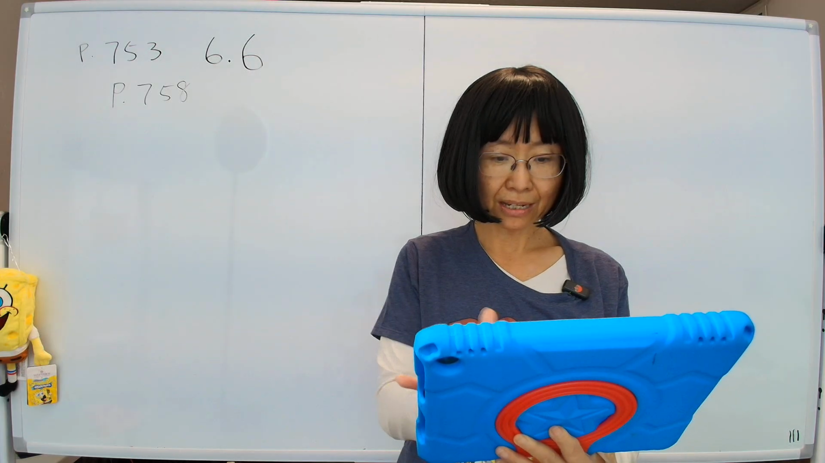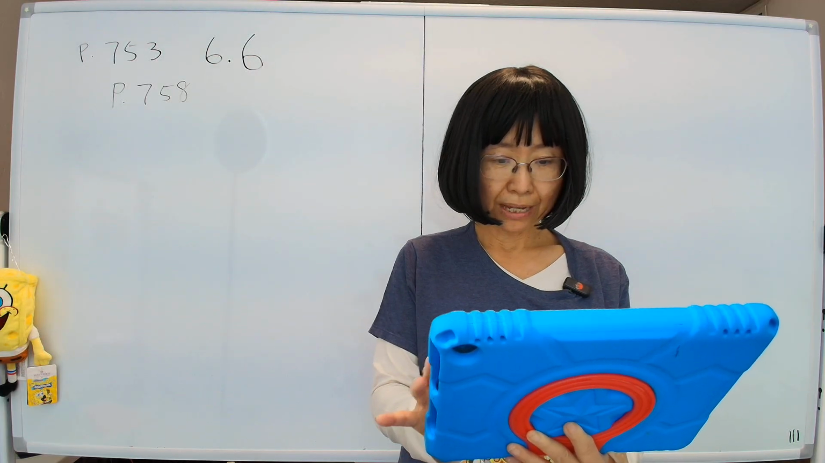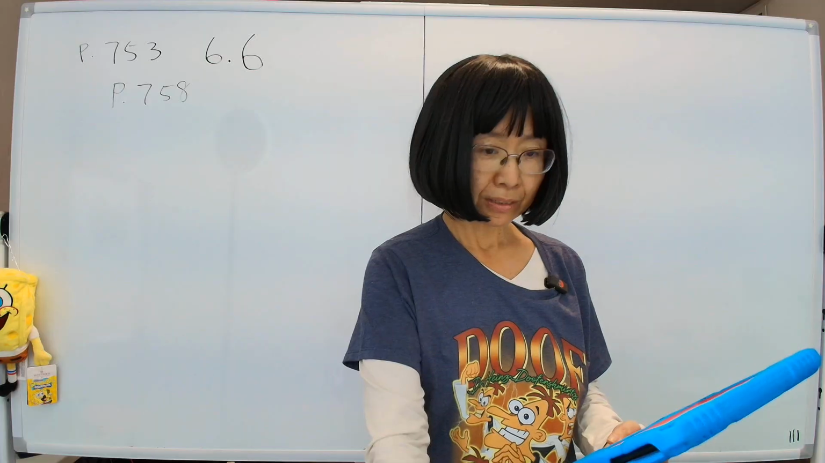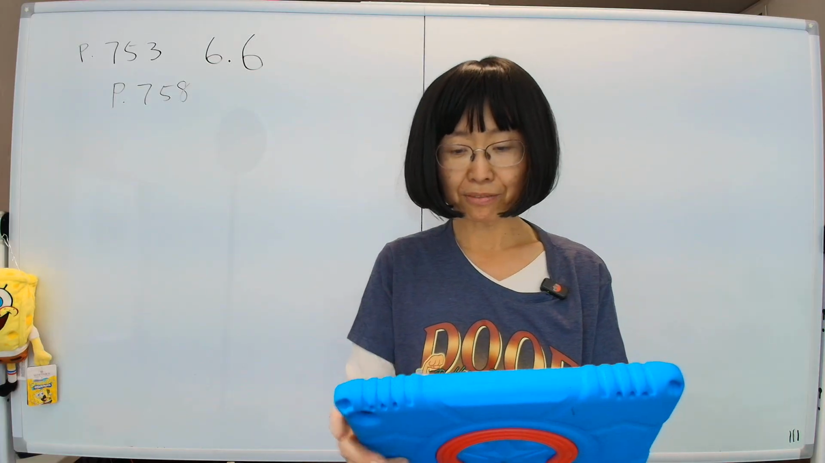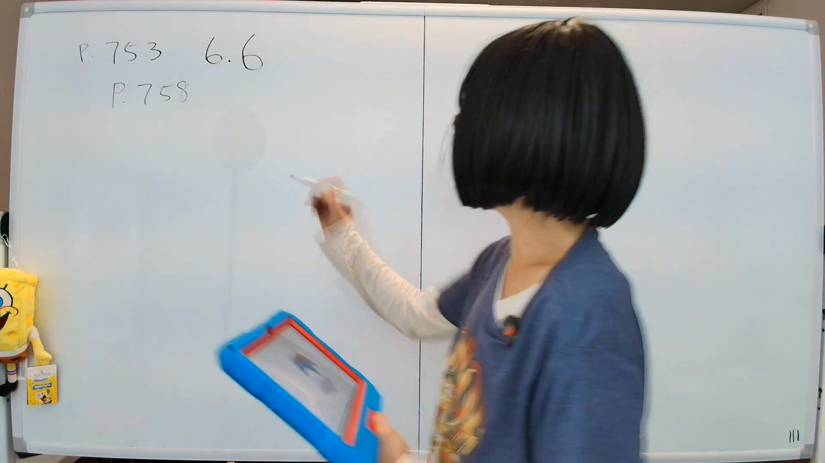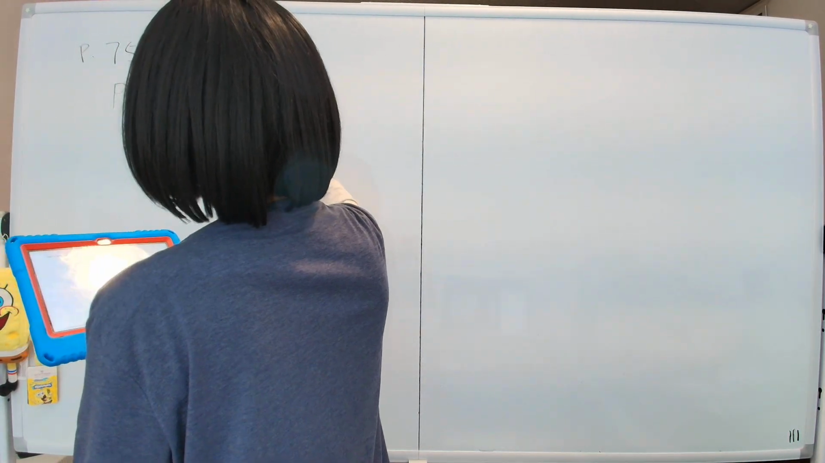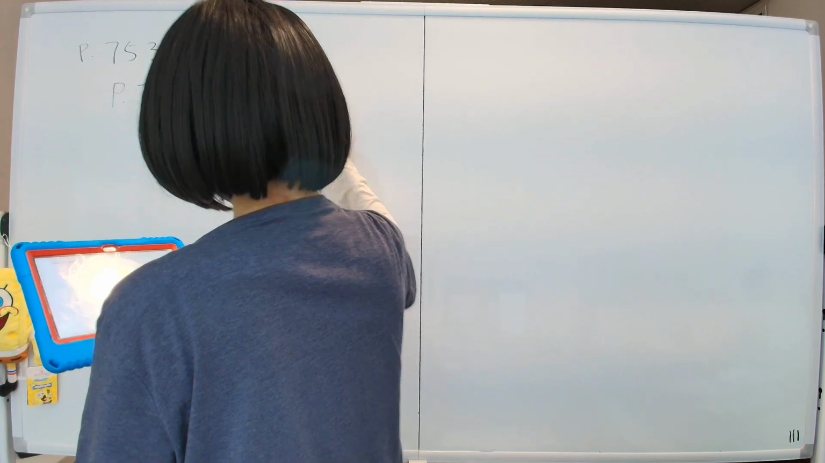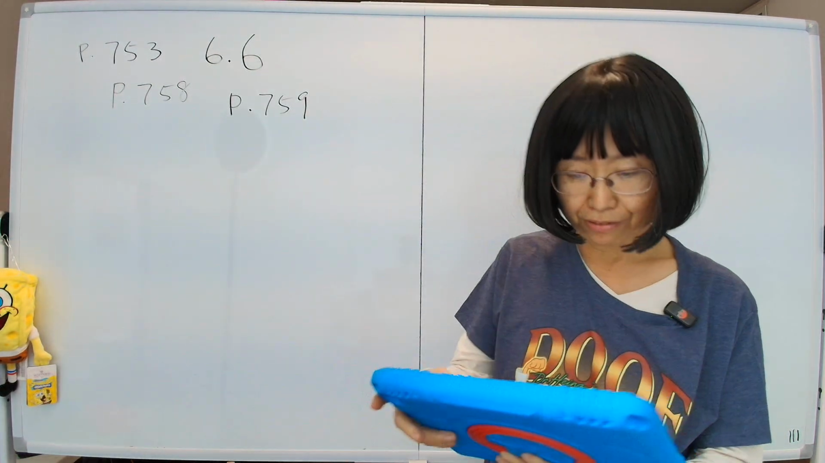So having said that, let's move on to the next page, where we have to look at some pitfalls. Let's look at page 759, where we consider certain pitfalls. Now, a parameterization doesn't necessarily give you anything.